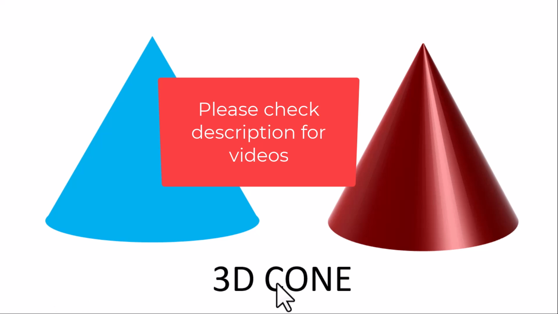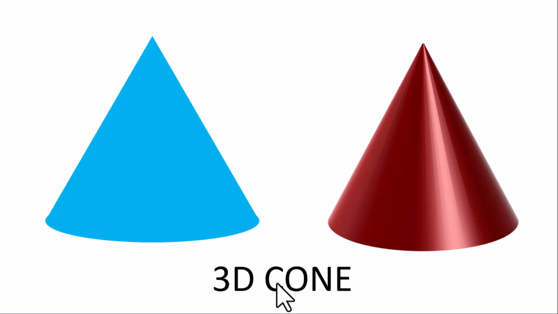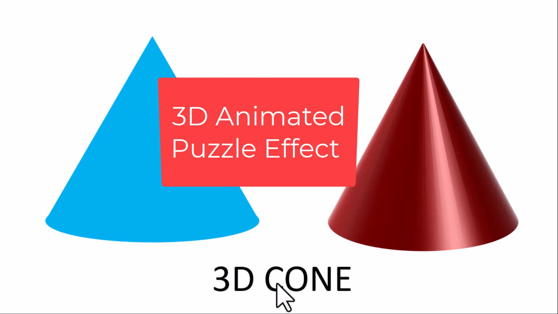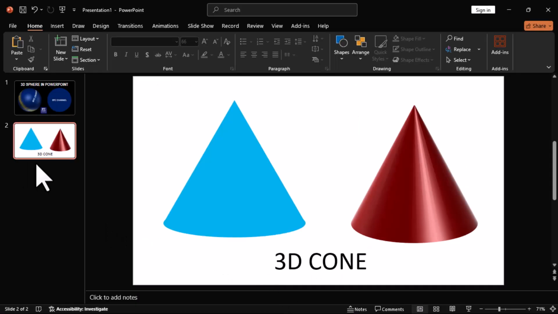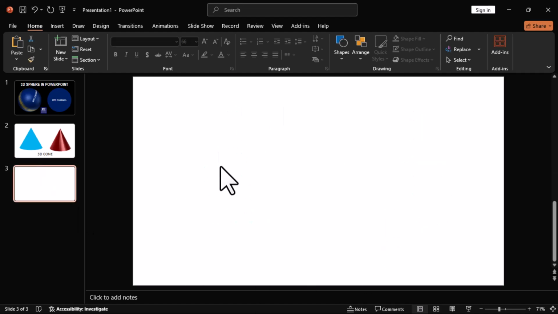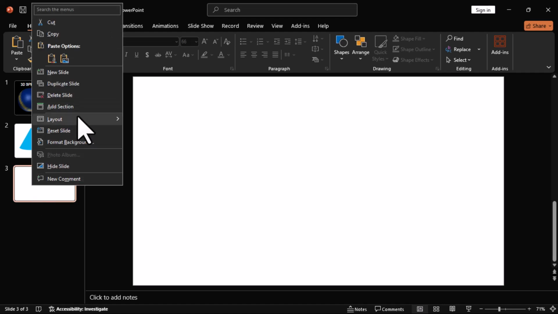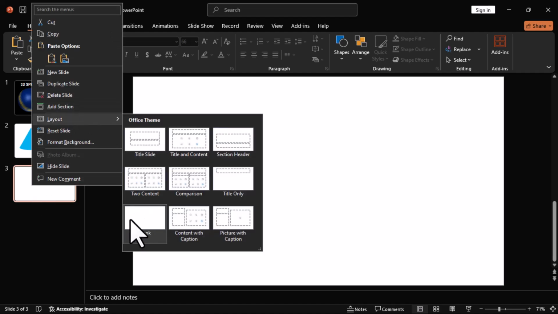Now without any further ado, let's move into this video and let me show you how to create a 3D puzzle with its content animated. Now I'm going to click below this slide and press the enter key so that I have this blank layout. And as usual, if this layout is not blank, you can right click on the slide and then choose layout and choose blank from this option.